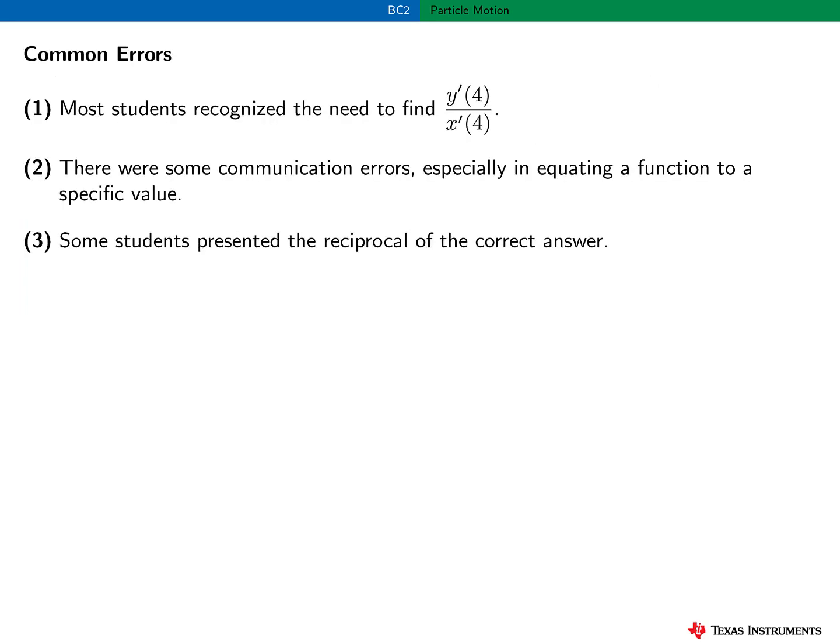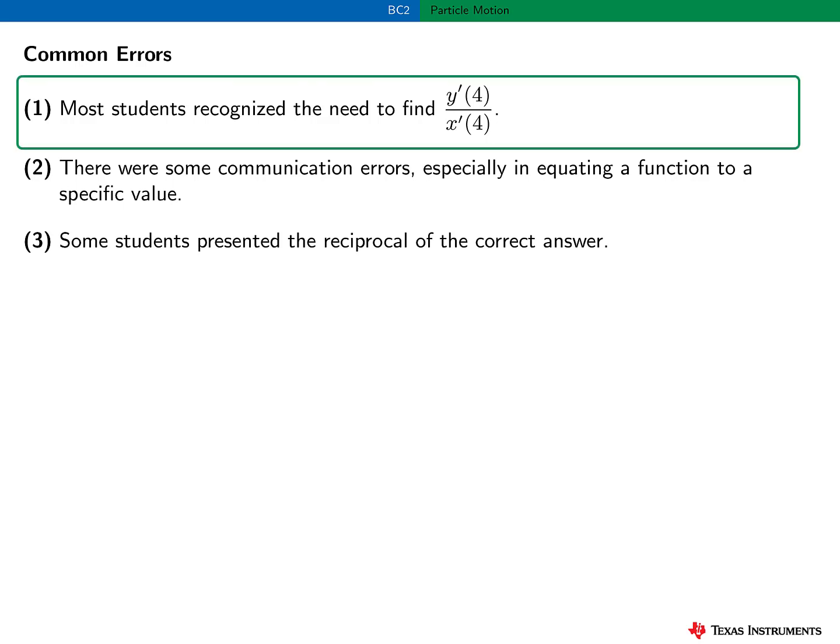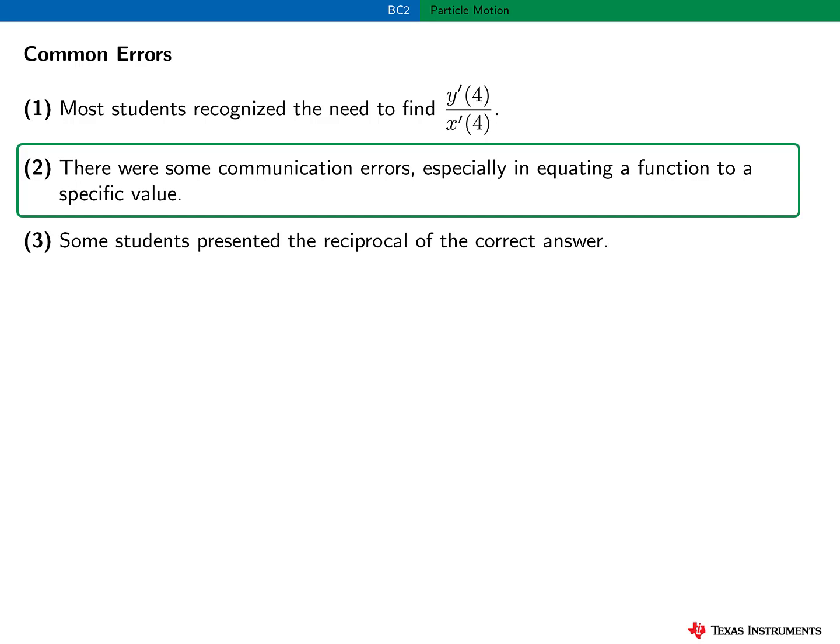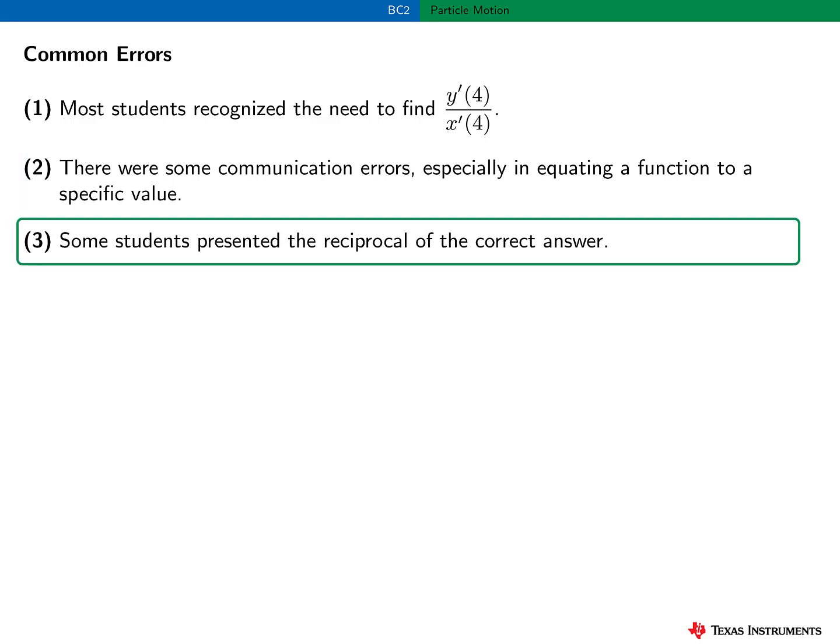Here are some of the common errors observed in Part A. Now, most students recognize the need to work with the quotient dy dt divided by dx dt and to evaluate this expression at t equal 4. However, there were some common communication errors. Specifically, many responses equated a function in t to a specific constant, the function evaluated at t equal 4. And some students presented the reciprocal of the correct answer.